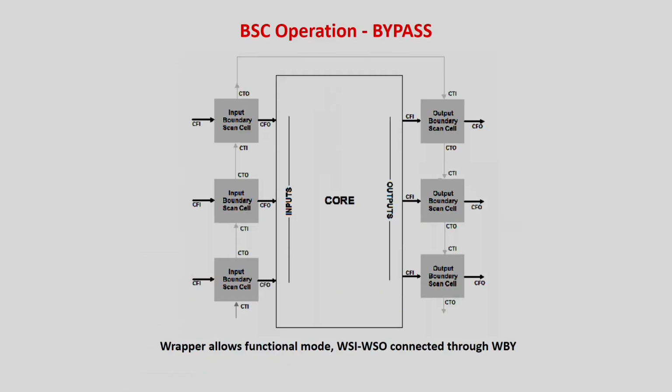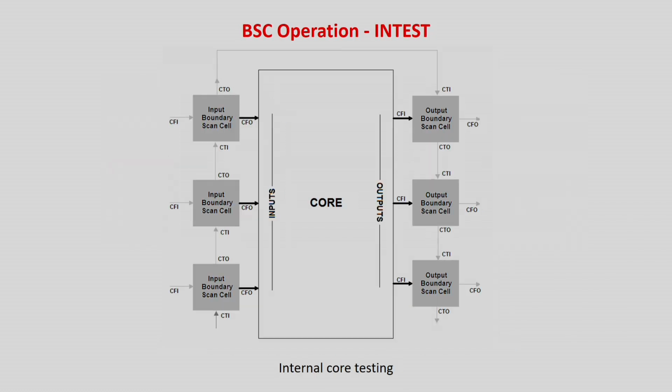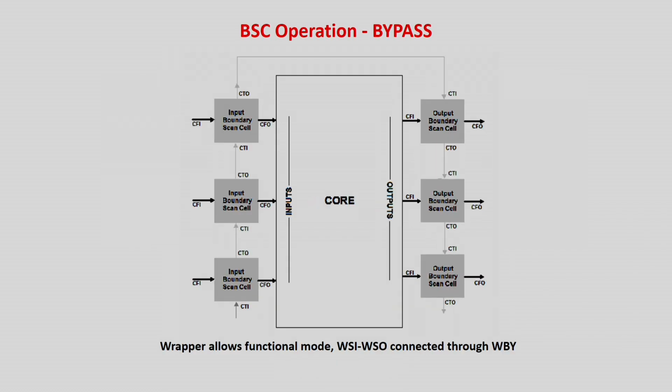So what are the very basic types of tests? A lot of tests are possible. One is called the bypass. That means, what are the different modes in which the boundary registers operate? First is basically bypass. Bypass basically means the wrapper allows functional mode. Basically the chip is working. If you can see, bypass. So in this case, what happens? Test patterns are traveling in this way. You can see the chip is working in the normal mode.